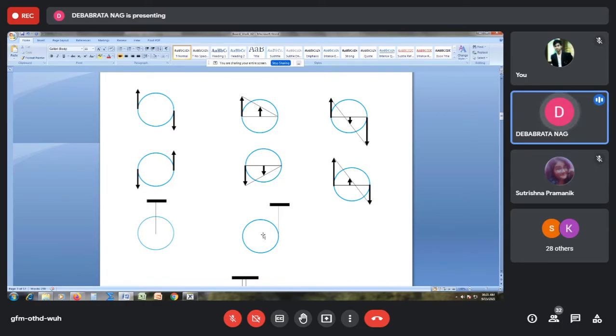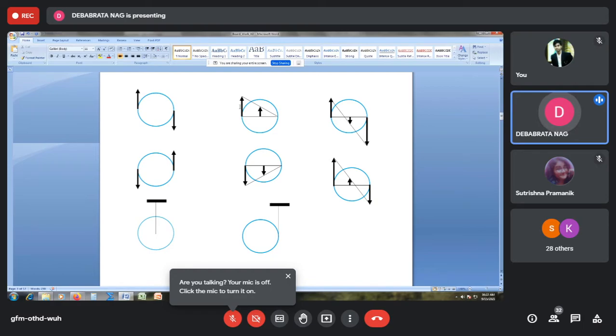Obviously we find that the center of the pulley is not fixed, unlike this one. Here the center of the pulley is fixed, but in this case the center of the pulley is not fixed. So if I know the extreme end velocity here, then I can find out the center velocity, which will be half of this extreme velocity. Similarly, if this is the extreme end acceleration of the pulley, then the center acceleration will be just half of it. This is how your velocity or acceleration diagram of the pulley will be.